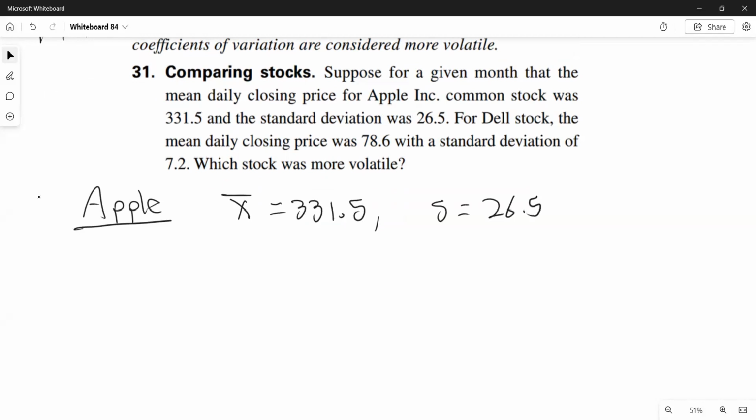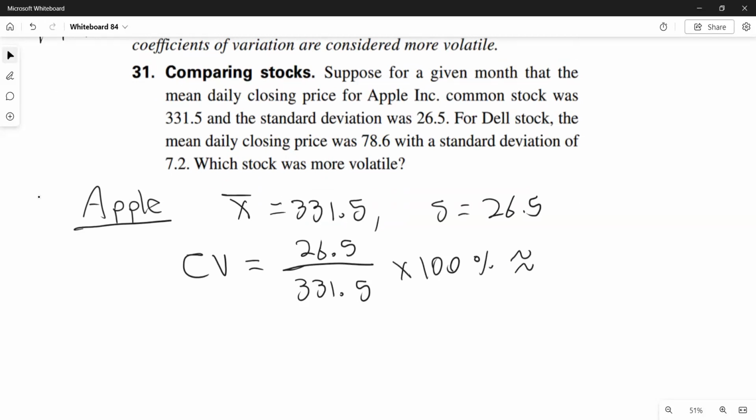So the coefficient of variation is the standard deviation over the mean as a percent. So 26.5 over 331.5, that's approximately 0.0799 or 7.9% or 7.99%.